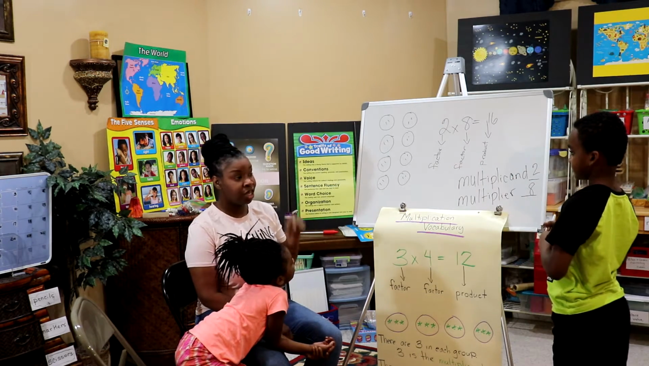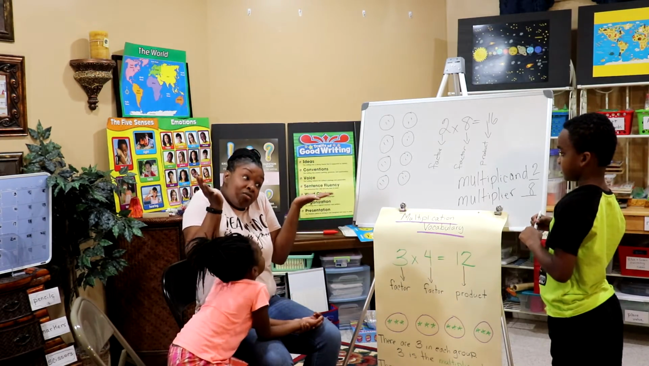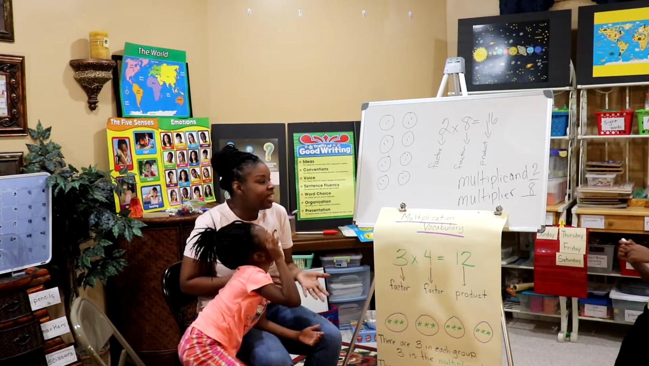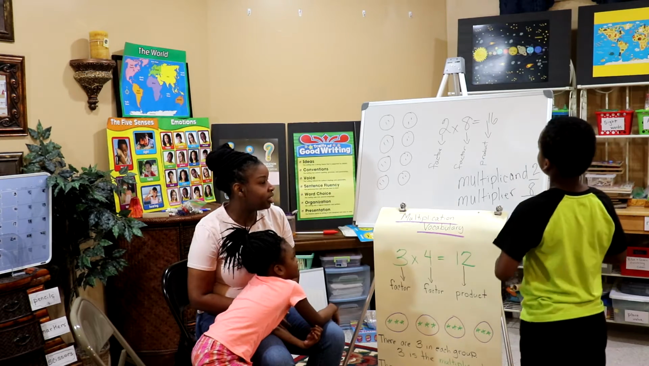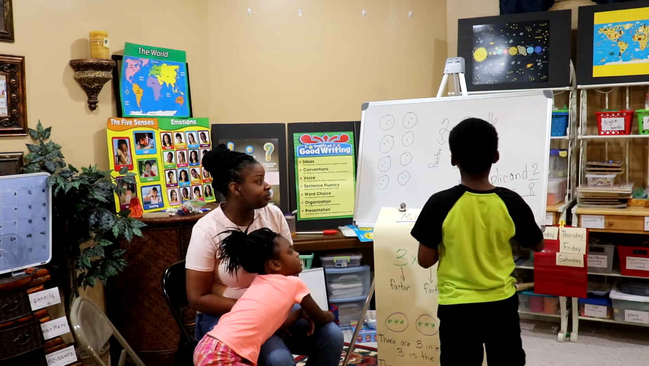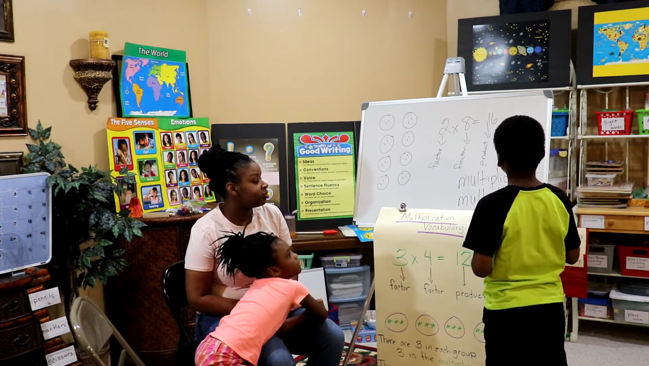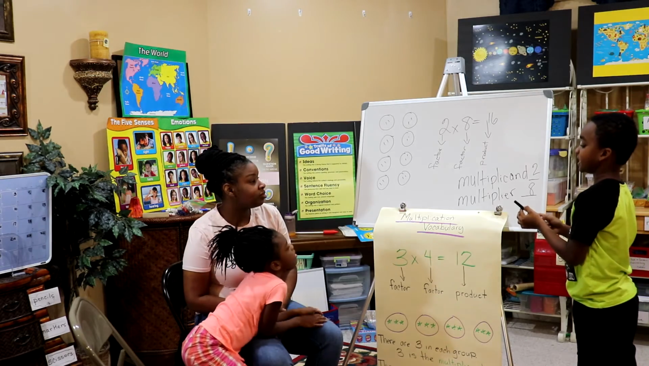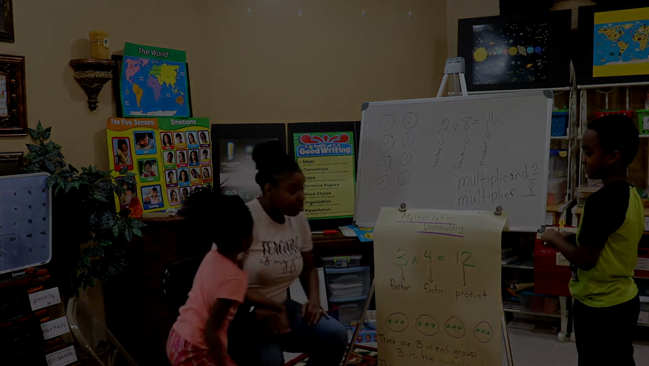Okay, good job. But I didn't hear you say anything about factors or products. What's a factor? Tell me, Mr. Dante. What's a factor? No, the teacher's supposed to tell me. Okay, the factor is a number that's getting multiplied to turn into the product, which is the answer. Oh, okay. Good job. All right. Awesome.